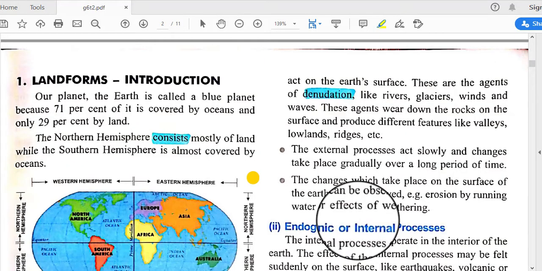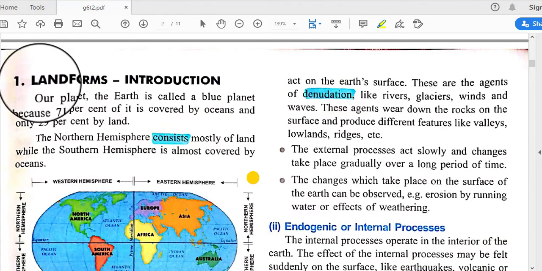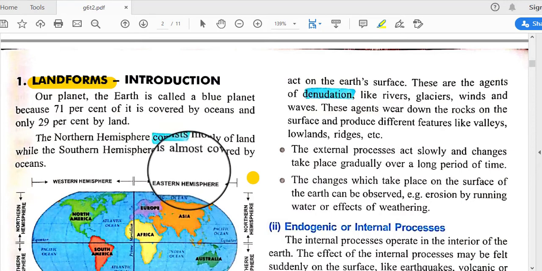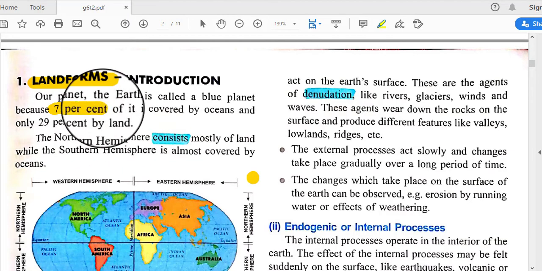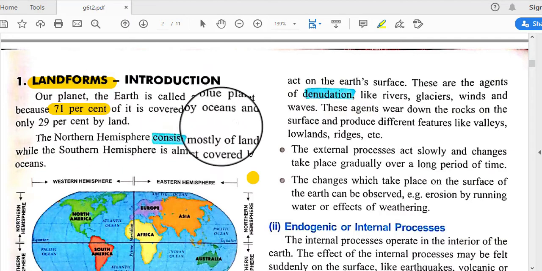So today we will discuss one new topic from geography. The chapter's name is landforms. Our planet, the Earth, is called a blue planet because 71% of it is covered by oceans and only 29% by land. So most of the Earth is covered with water, and that's why it is also called the blue planet.